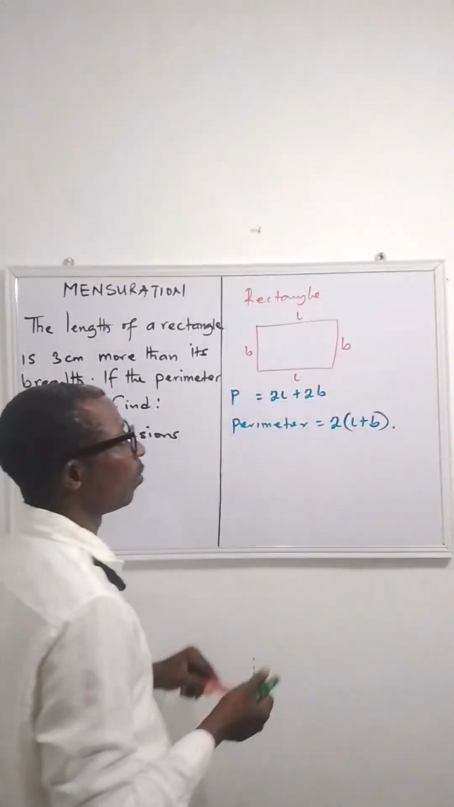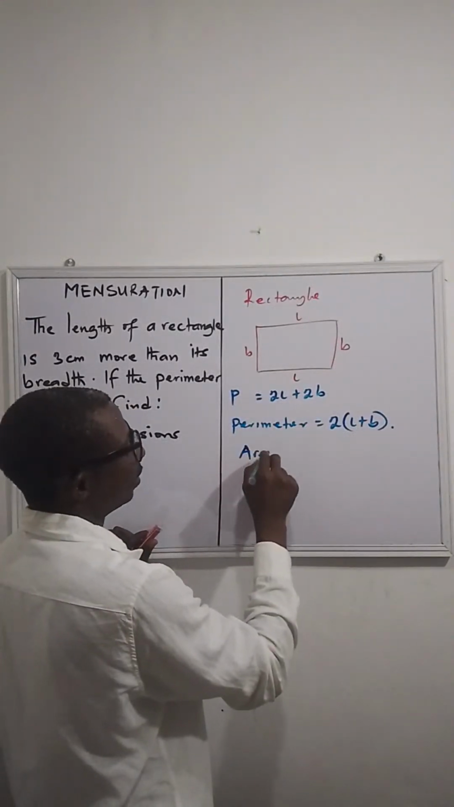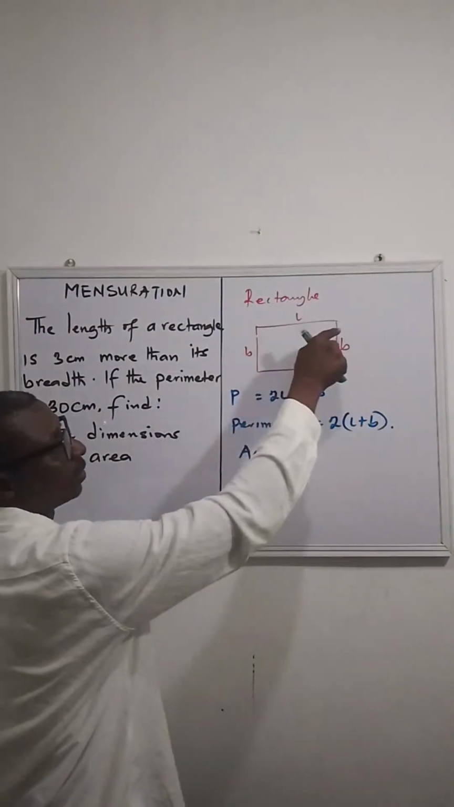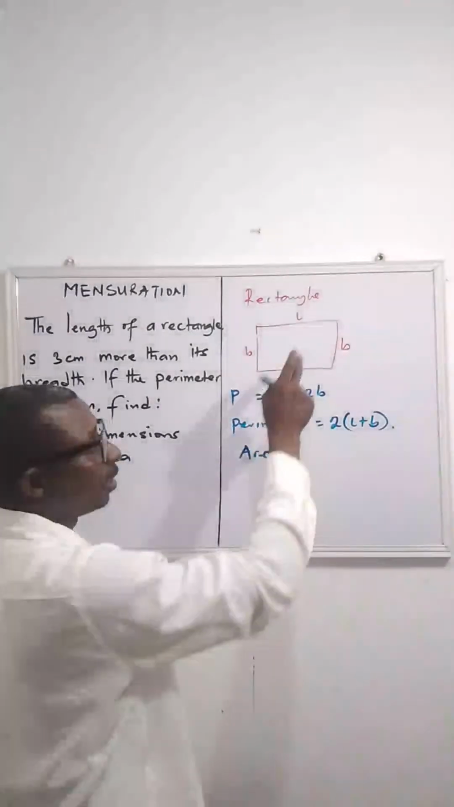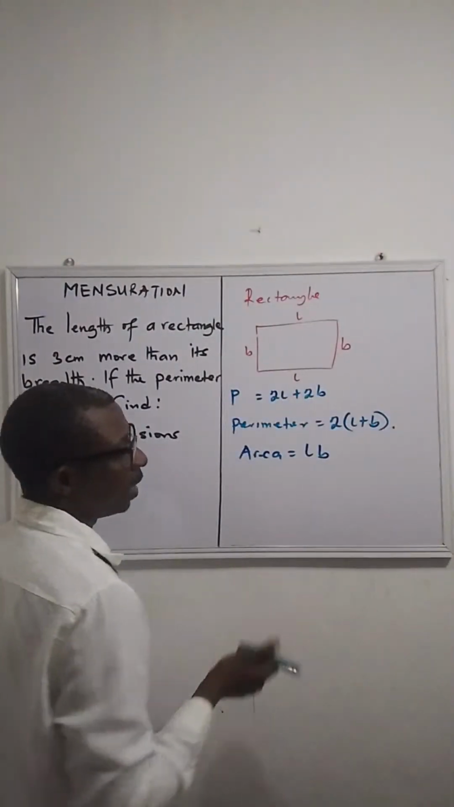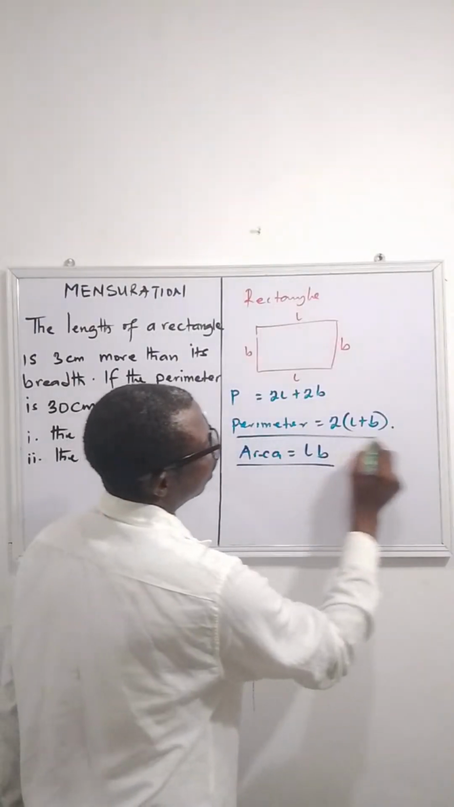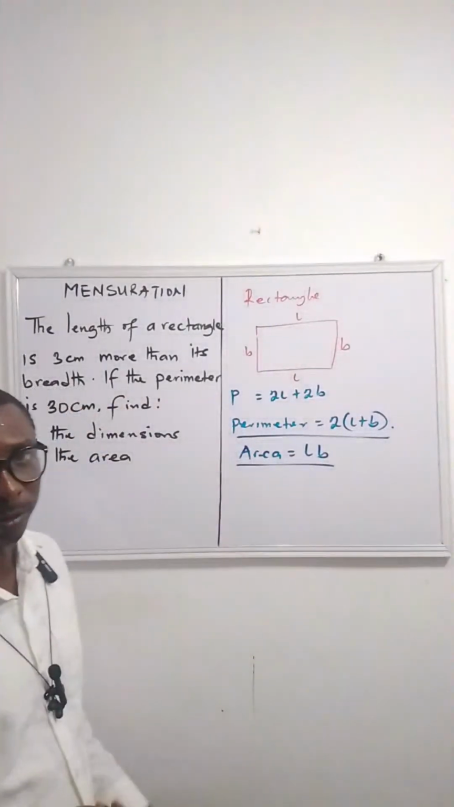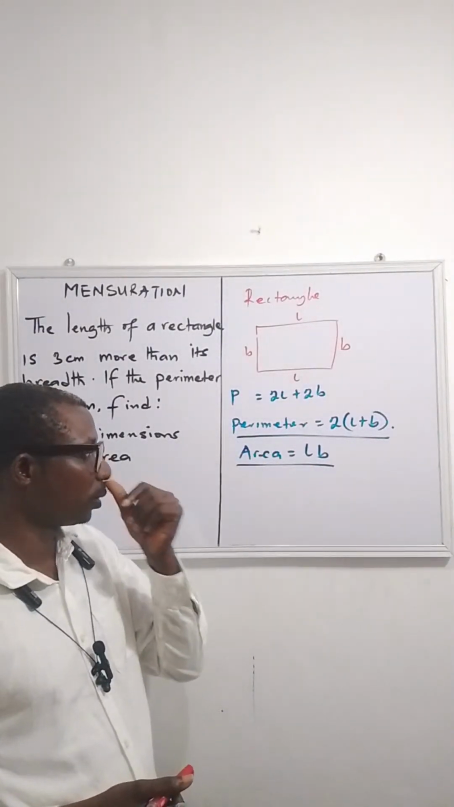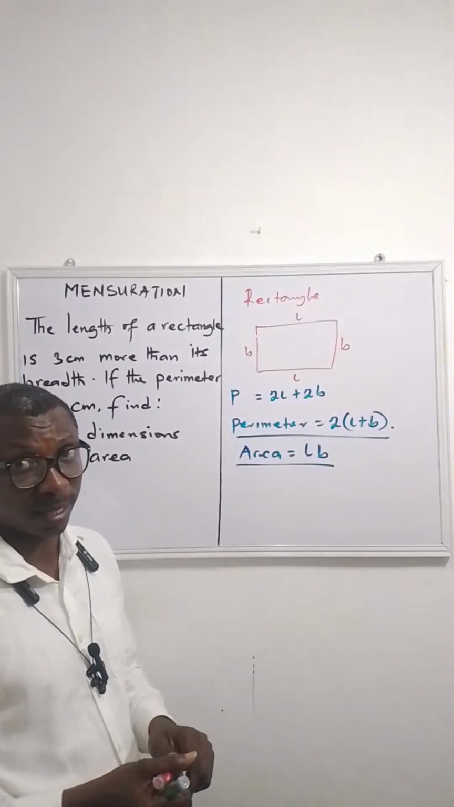Now, how do we get the area? Area is length times breadth. The length times the breadth here gives us the area of this plane shape. So that's LB. Write this and keep it in your jotter: the formula for finding the perimeter of a rectangle and also the area of a rectangle. I hope you understand that.